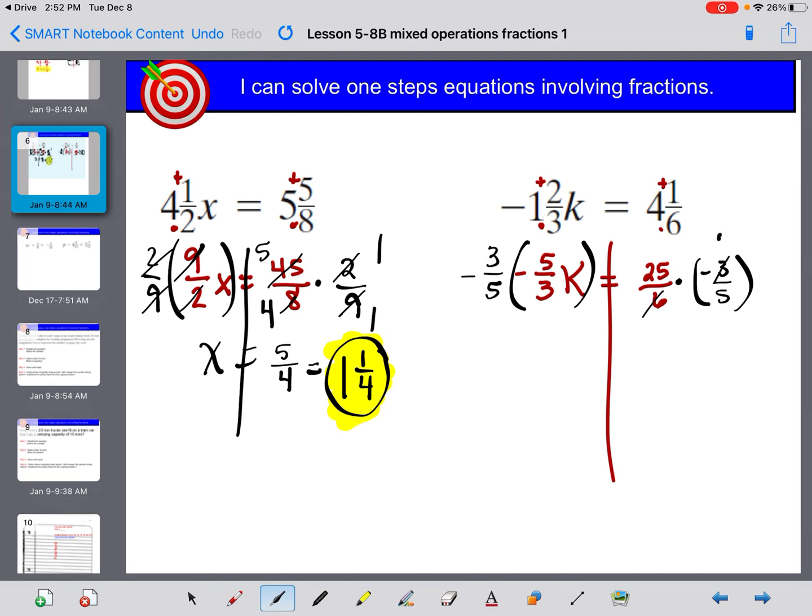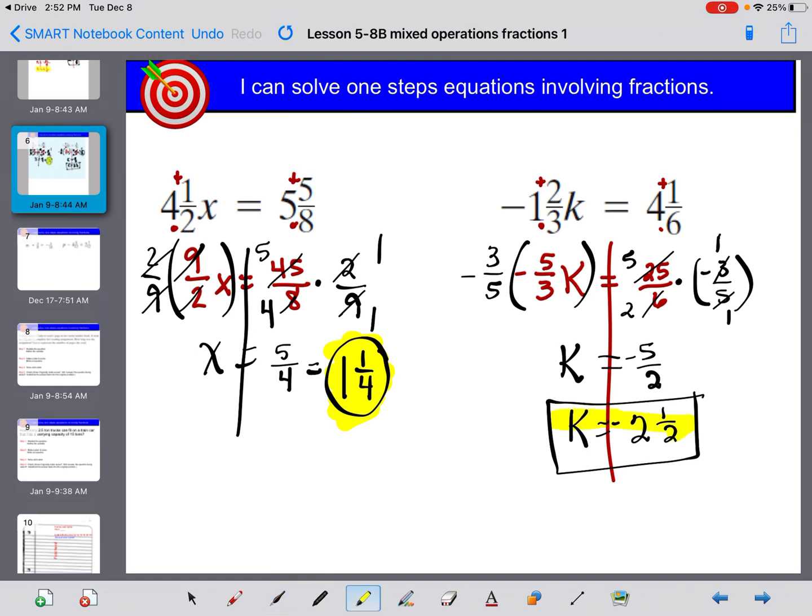Then I'm ready to simplify. 3 and 6 have a common factor of 3. 5 and 25 have a common factor of 5. K equals 5 over 2, and it's negative because negative times a positive is a negative. 2 goes into 5 2 times, and I'm left with 1/2. Negative 2 and 1/2.